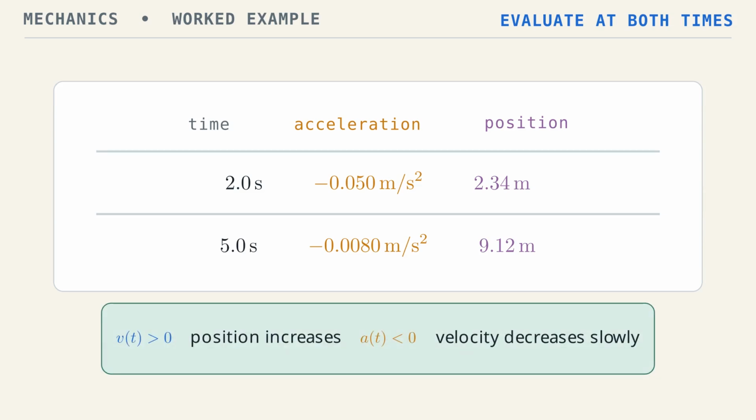At 2 seconds, the acceleration is negative 0.050 meters per second squared, and the position is 2.34 meters. At 5 seconds, the acceleration is negative 0.0080 meters per second squared, and the position is 9.12 meters. Positive velocity makes position increase, while the small negative acceleration makes that velocity decrease gradually.